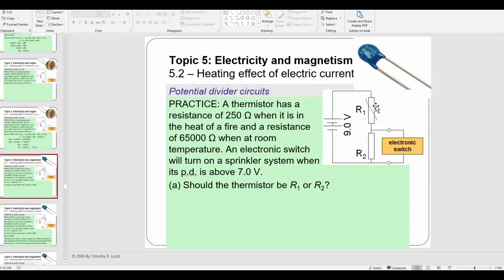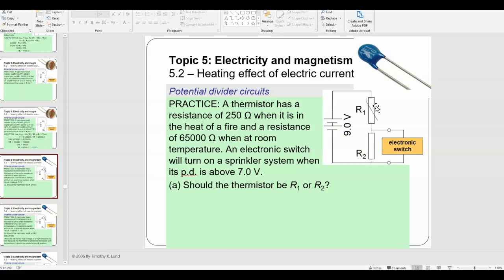It says a thermistor has a resistance of 250 ohms when it is in the heat of a fire, and a resistance of 65,000 ohms when at room temperature. An electronic switch will turn on a sprinkler system when its potential difference is above 7 volts. So think about what this means. This is basically where if you have a sprinkler system in a room, this is how it would know to set off the water to put out the fire. The thermistor detects the change in temperature, and that changes something in the circuit that activates the switch, and then the sprinkler system goes off to put out the fire. So this is a really real-life applicable problem.